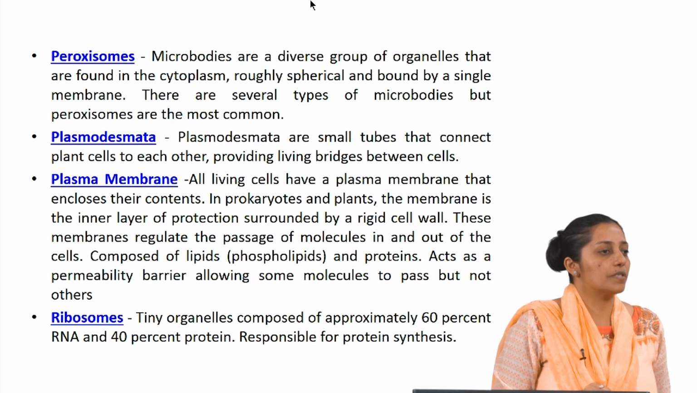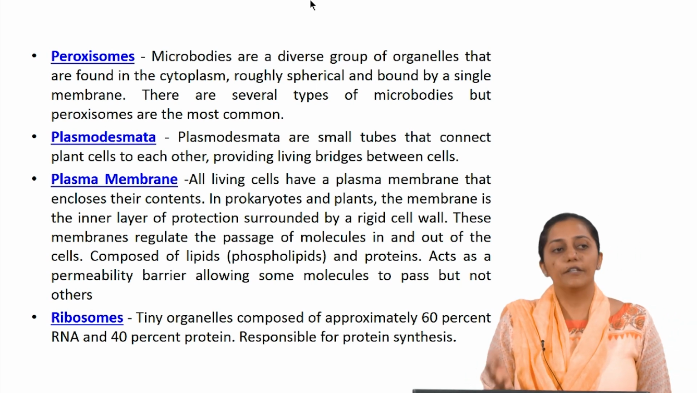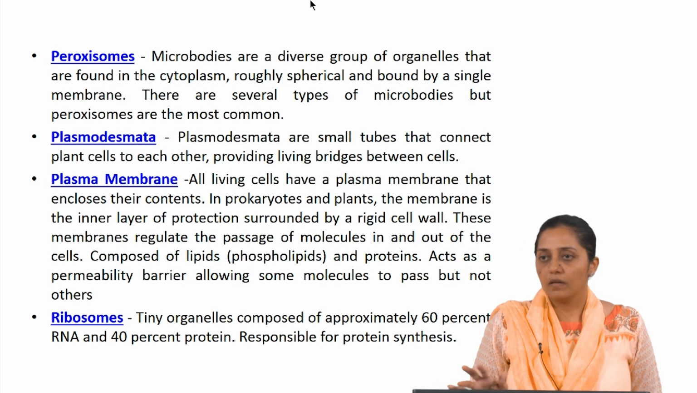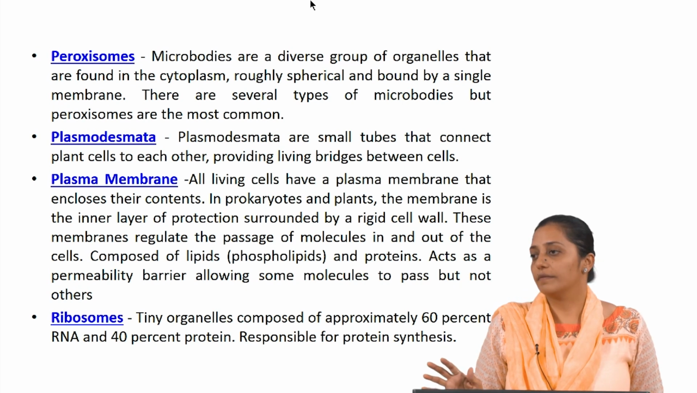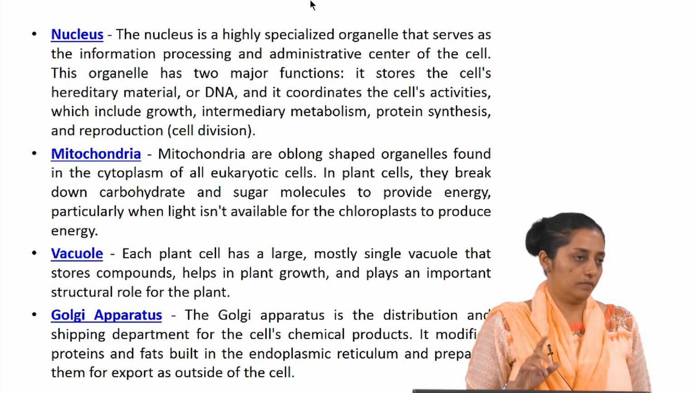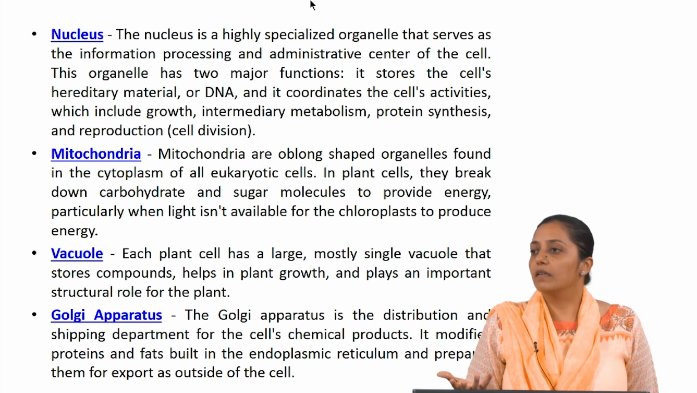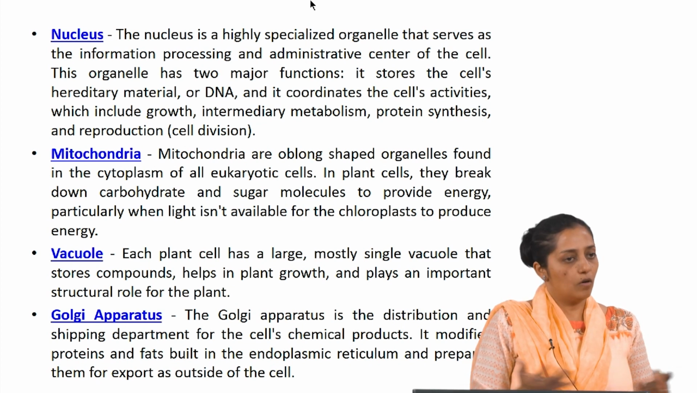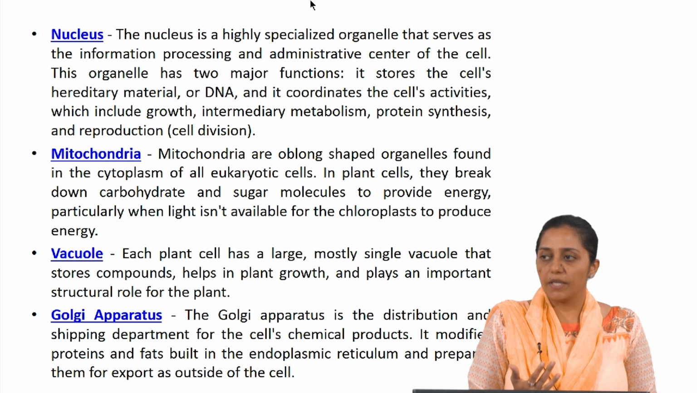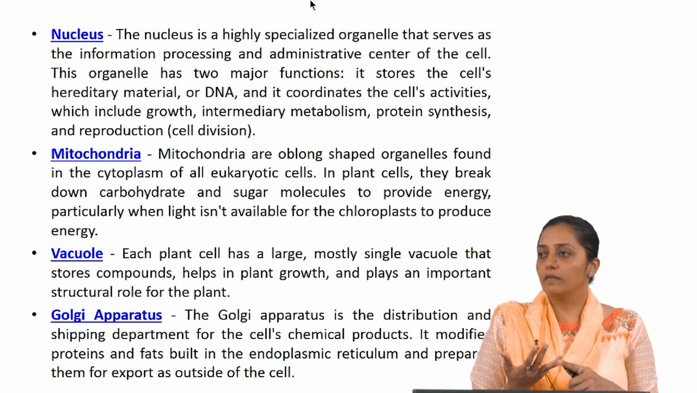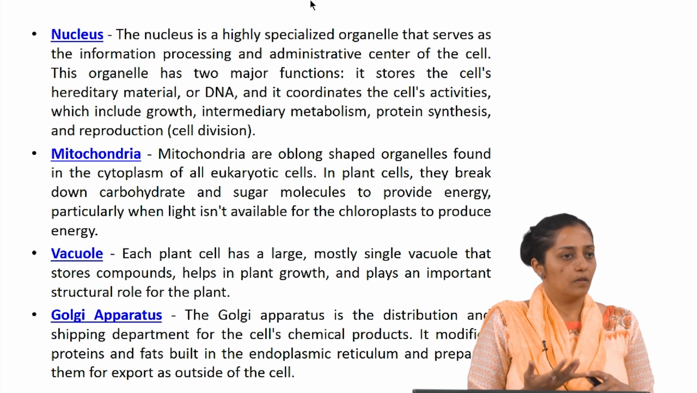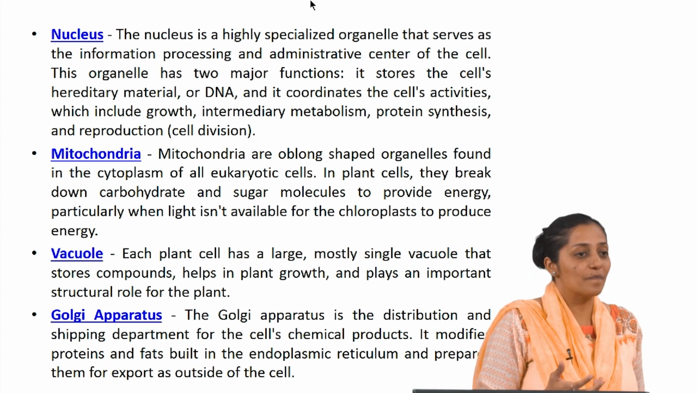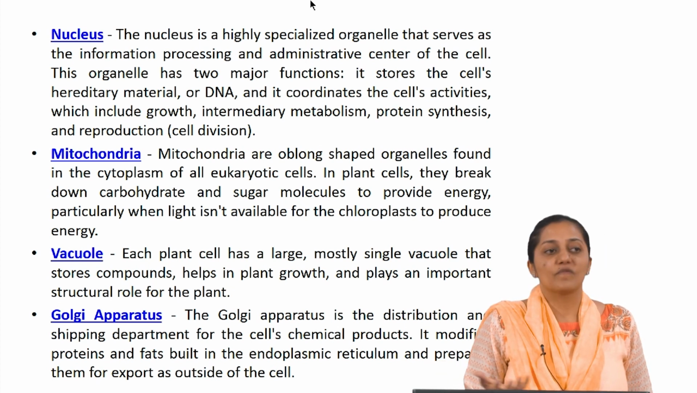Then ribosomes. Ribosomes are the site of protein synthesis. 60% is RNA and 40% is protein. Nucleus, we all know, is a double-layered organelle. It is the brain center of the cell. It regulates all the different functions: cell division, cell metabolism, growth, then protein synthesis. All that is regulated by the, and what else? Nucleus is the site for genetic material storage.